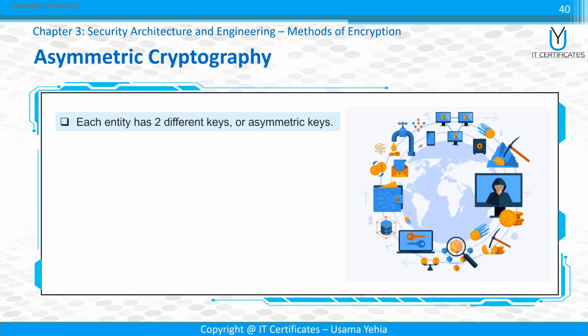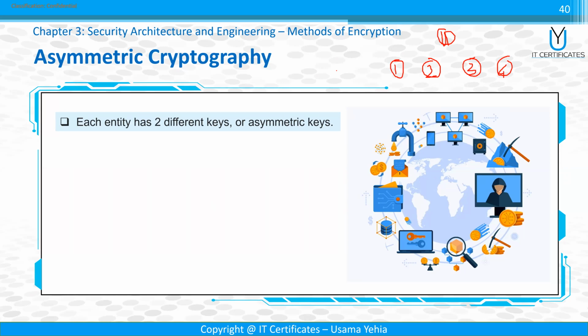What about asymmetric cryptography? We mentioned that this is the cryptography algorithm which uses two different keys, one for encryption and one for decryption, and we call these two different keys public and private keys. Then each entity has two different keys, or asymmetric keys. Let me use the same example which we explained before. We have the IT certificate or Osama, and we have 4 users. You remember how many keys we require in symmetric cryptography? How many keys? 10 keys, you are right. Excellent.